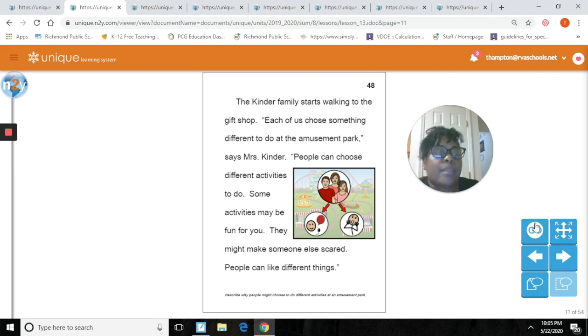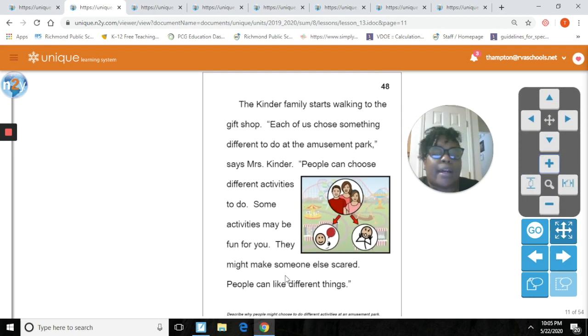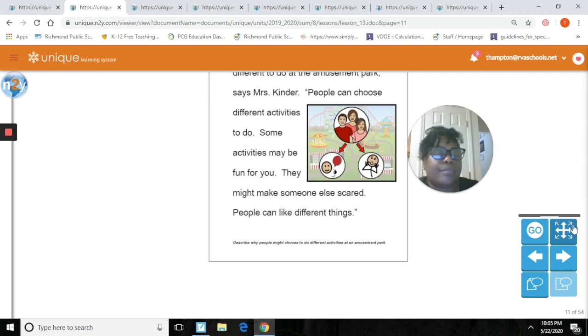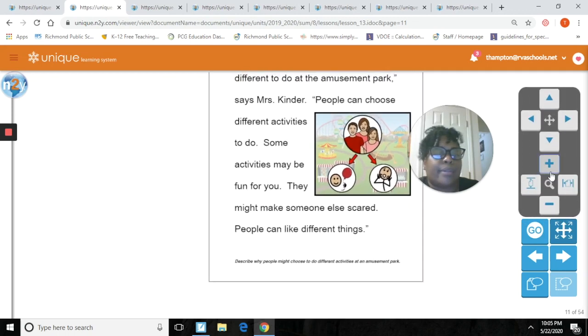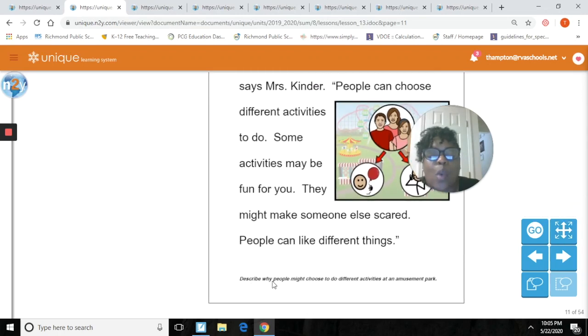Okay? So let's just take a look at our focus question at the bottom here. Let's make it a little bit bigger. It says, describe why people might choose to do different activities at the amusement park.